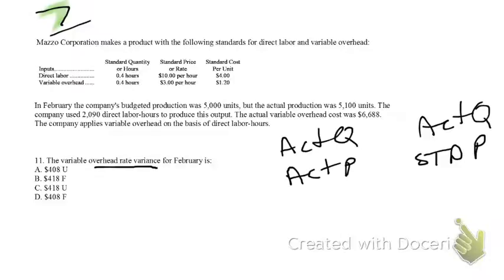So the actual variable overhead was 6,688. Really no need for calculations there. They base this on direct labor hours. So actual production, the actual quantity is 5,100 units. Each of those units took 0.4 of an hour. So I've got 5,100 times 0.4, which is 2,040.